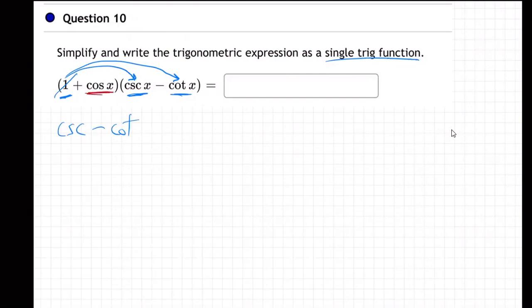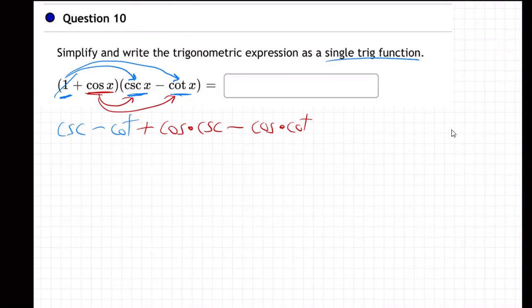And now the cosine, it's his turn. He's going to multiply both those guys also. So I'll go plus cosine times cosecant minus cosine times cotangent. And again, I'll write the x's later. Is that good so far?